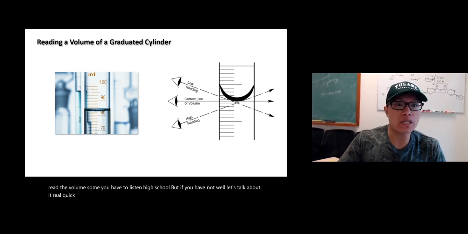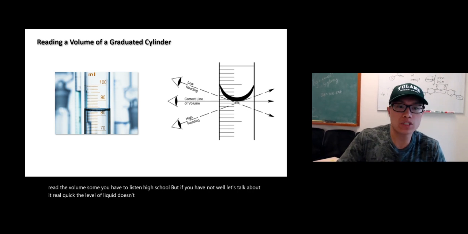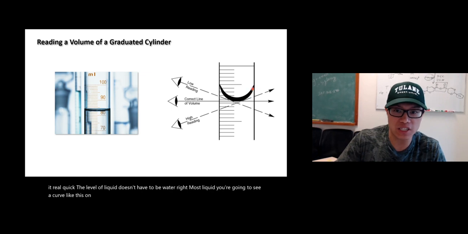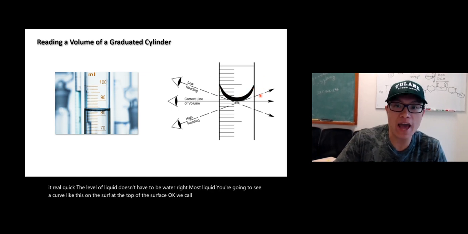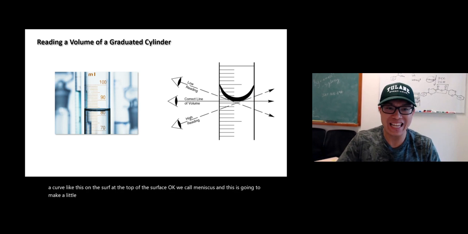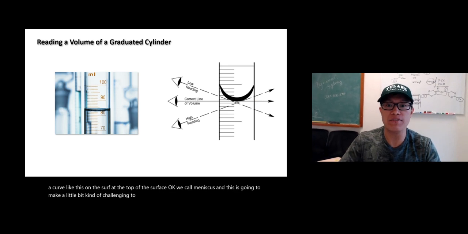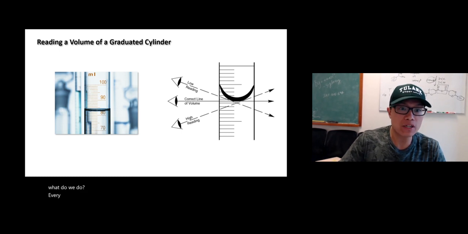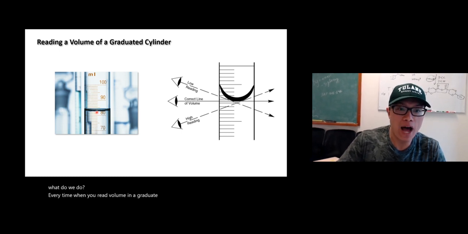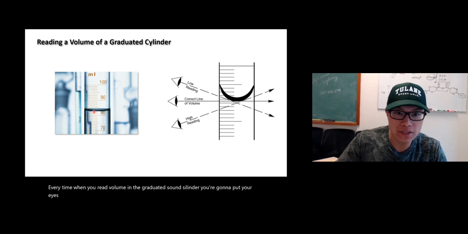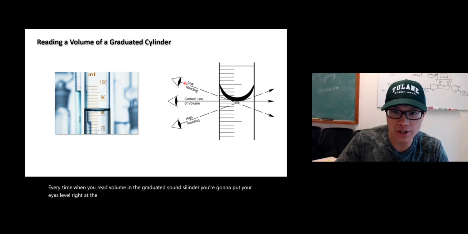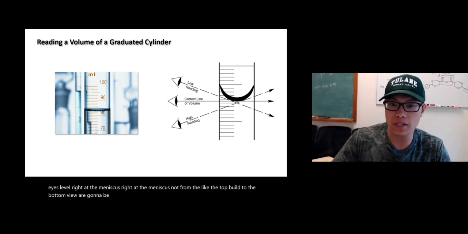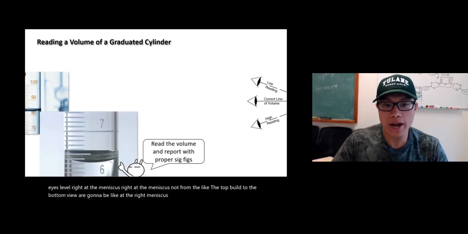The level of a liquid doesn't have to be water. Most liquids, you're going to see a curve like this at the top of the surface. We call it the meniscus, and this makes it a little bit challenging to read the volume. So what do we do? Every time you read volume in a graduated cylinder, you put your eyes level right at the meniscus, not from the top view or the bottom view. Okay, and read.